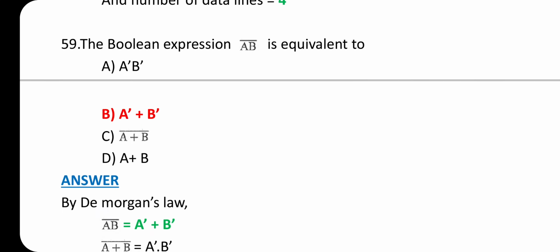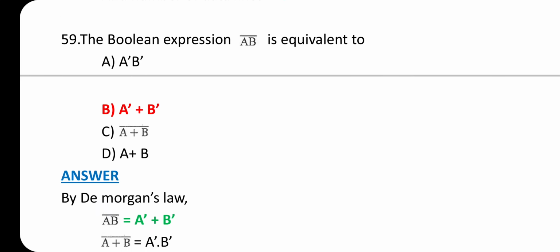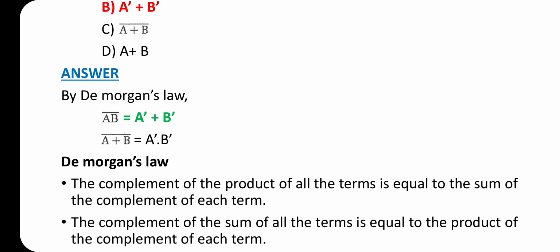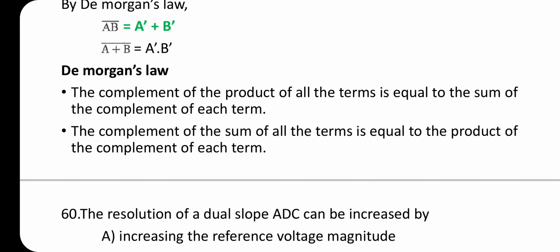The Boolean expression AB bar is equivalent to, answer option B, A bar plus B bar, by De Morgan's law. De Morgan's law states that the complement of the product of all the terms is equivalent to the sum of the complement of each term. The complement of the sum of all the terms is equivalent to the product of the complement of each term.